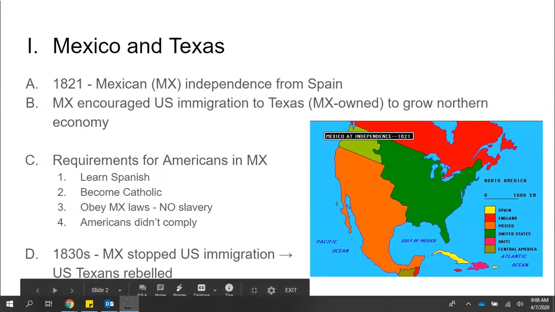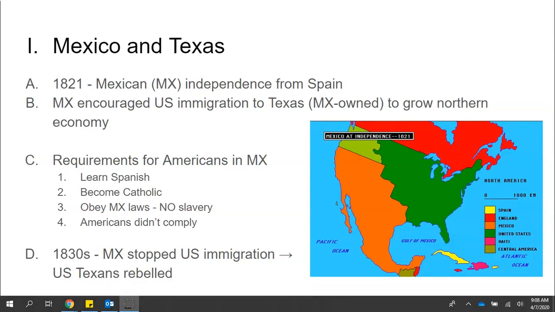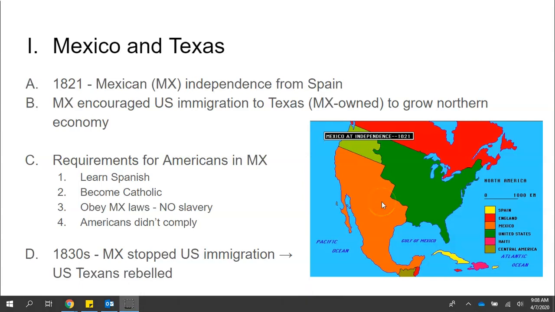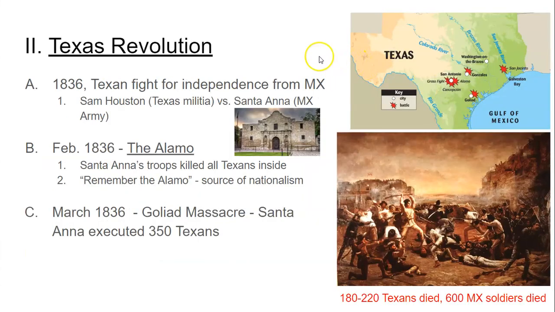So by the 1830s, Mexico was pretty frustrated with the disregard that the Americans had for Mexican laws, and they stopped US immigration into this part of Mexico, into Texas. The Americans living there were pretty frustrated because now they couldn't go back and forth freely, and so they rebelled to make Texas independent. So we call this fight the Texas Revolution. It's going to last a few months, basically within the span of 1 year, 1836, where Americans living in Texas fight for independence from Mexico.